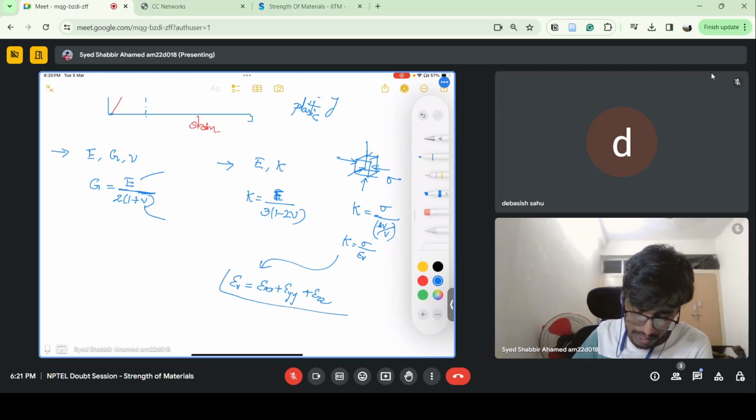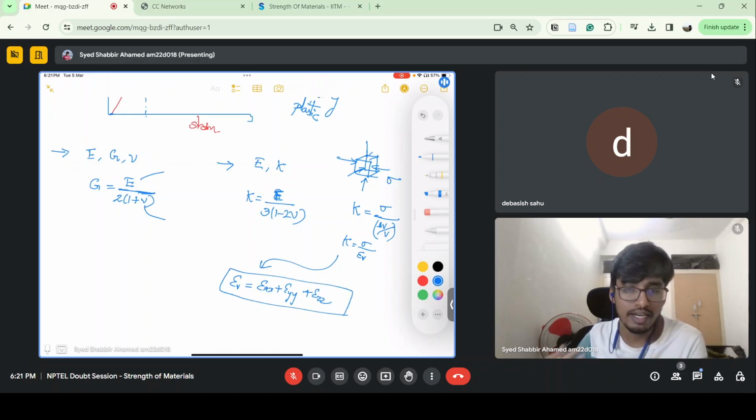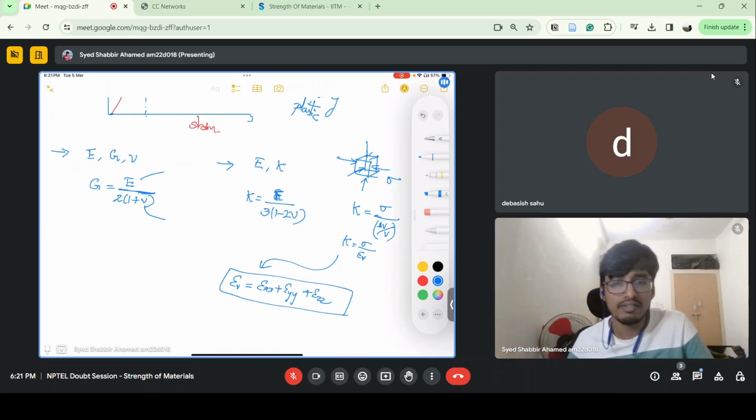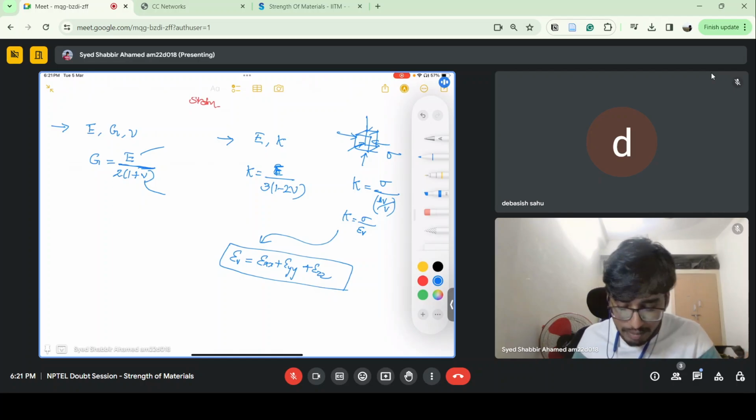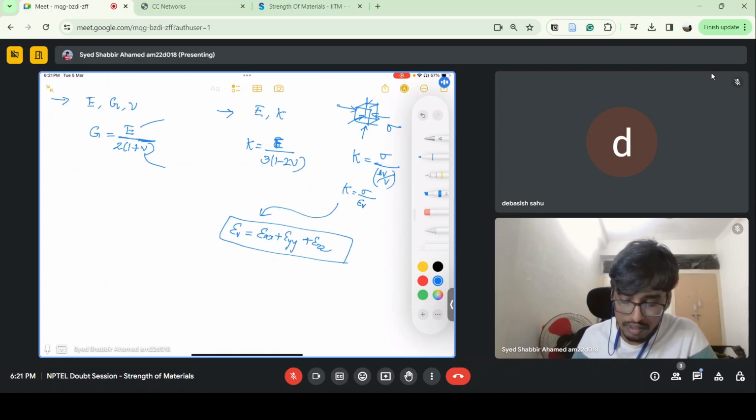So this also has been derived in the class. That is also a very simple derivation. You can just watch and get a sense of how it is derived. But you just remember that the sum of the three axial strains will give you the volumetric strain, and this is the case.